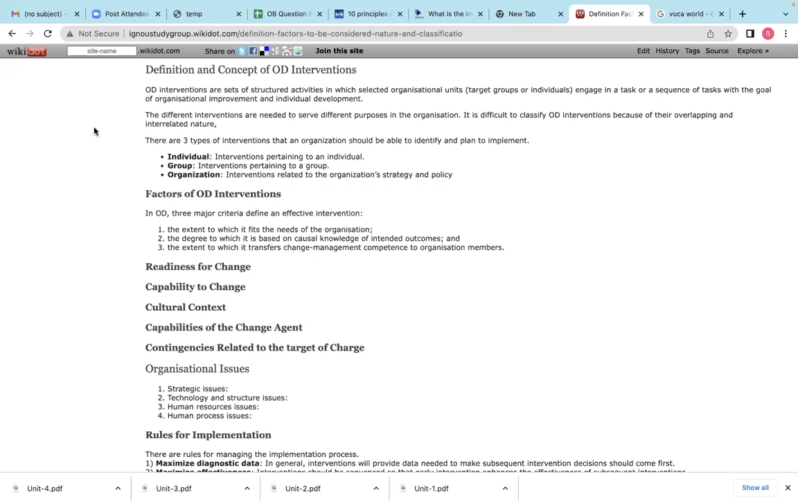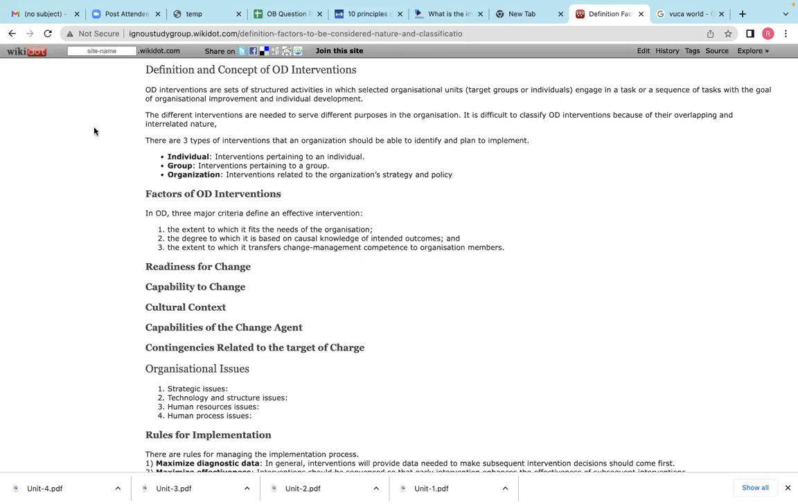So there is a goal, and in order to meet that particular goal, you are trying to structure an activity that is going to help take you towards that goal. So that is an intervention. For example, let's say there are performance problems that you identified, people are not performing well, so you will put in an intervention which could help you identify where the performance problem is, how to fix that particular performance, etc.